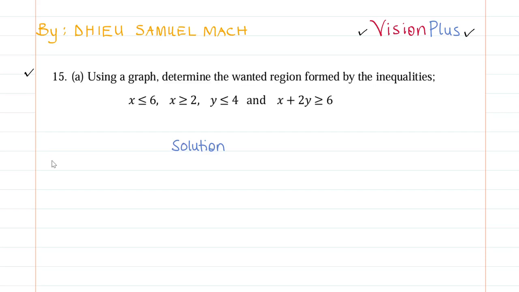To continue here, the first inequality is x is less than or equal to 6. And let us do the analysis of each of the given inequalities one by one. So for the inequality x is less than or equal to 6, number one thing that we need to know, this is going to be a straight line. So one fact is it will be a straight line.